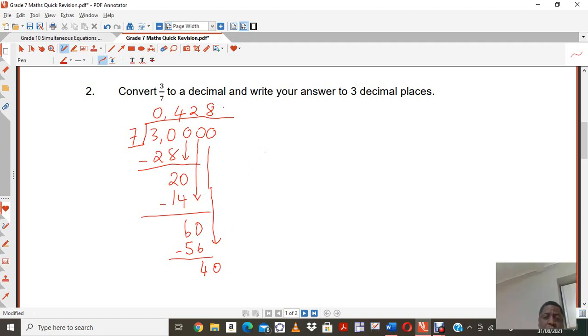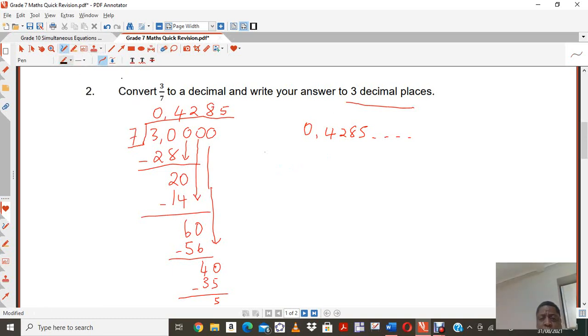7 goes into 40, well, it goes there 5 times. And if you multiply 5 times 7, you get 35. So there's always going to be something left, and that's 5. So this continues and continues, but they say you should give your answer to 3 decimal places. So the answer would then be, you see, the reason why I went up to 4 decimal places, because what I have is 0.4285 and so on.